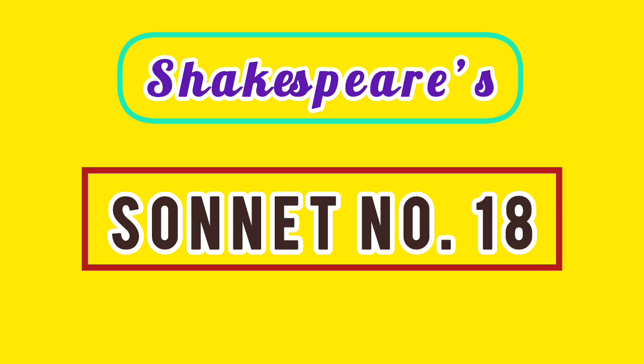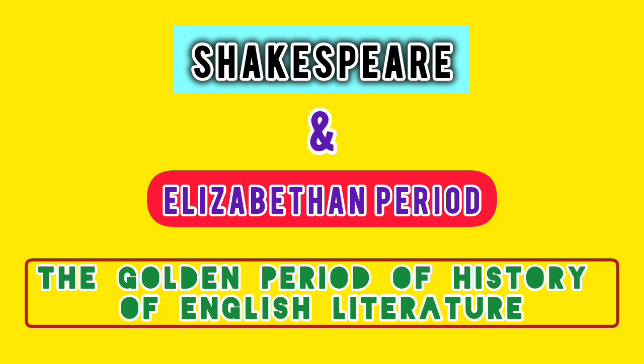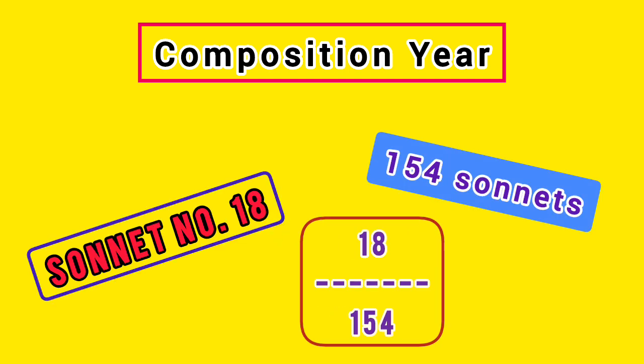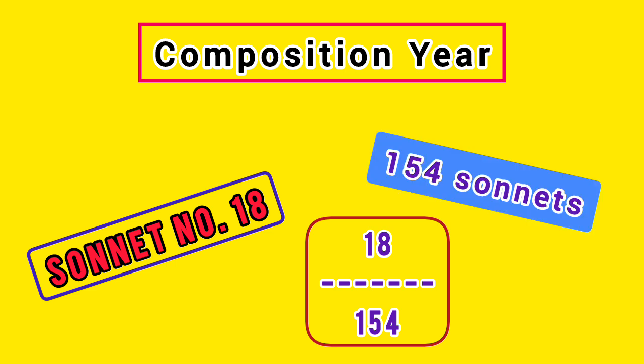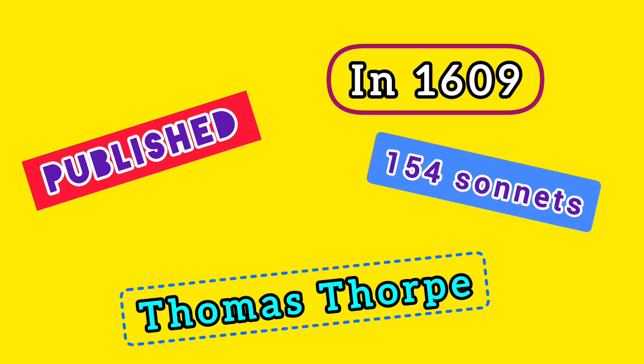So Shakespeare was there in the Elizabethan period, and the Elizabethan period is called the golden period of the history of English literature. Now, about the composition of William Shakespeare's sonnets, we know that Shakespeare composed 154 sonnets in total, and this sonnet number 18 is the eighteenth of this 154-sonnet series. All these 154 sonnets were published together in the year 1609 by the publisher Thomas Thorpe.